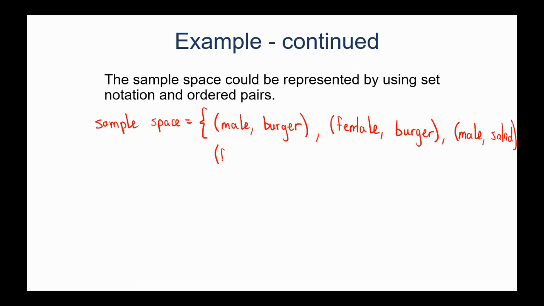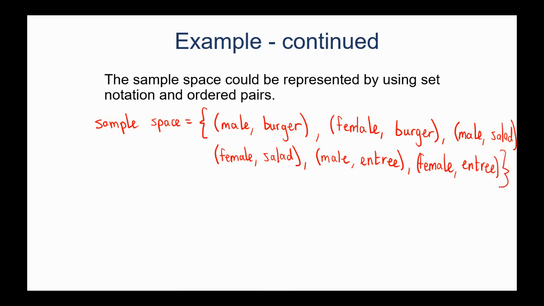And then female salad. And then male. Would y'all be okay if instead of me saying main entree, I just said entree? Okay. Male entree. And then female entree. And since a sample space is the set of all possible outcomes, we need to include this in brackets. There it is. So let's close the bracket.